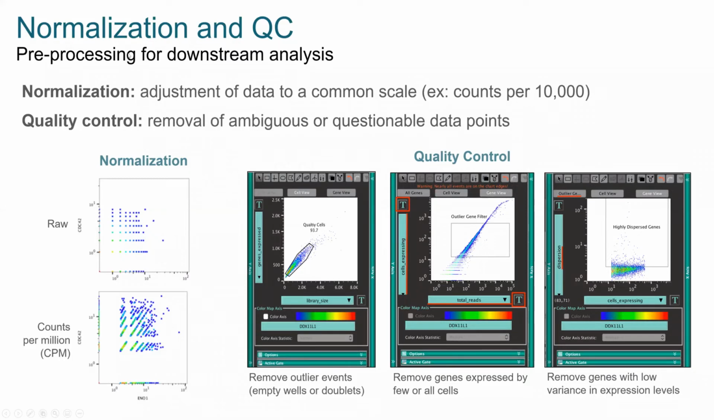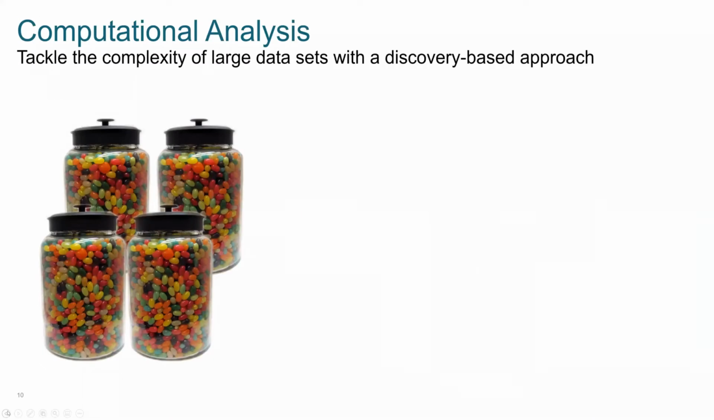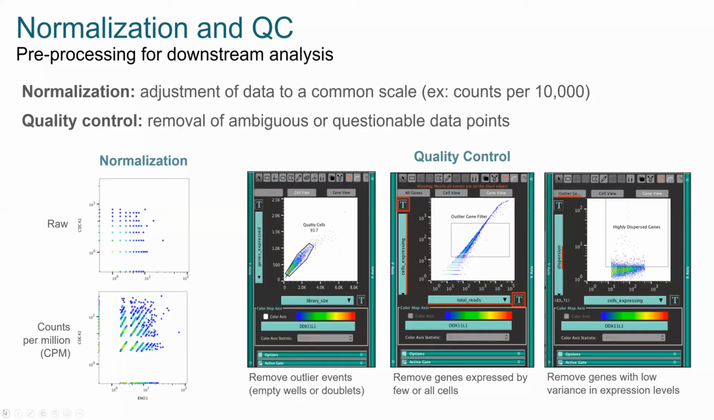All right, so let's talk about normalization and quality control. So this is going to be some pre-processing for your downstream analysis. Oh, keep going ahead to slides here. Let's go back one more. There we go. So let's talk about normalization and quality control.